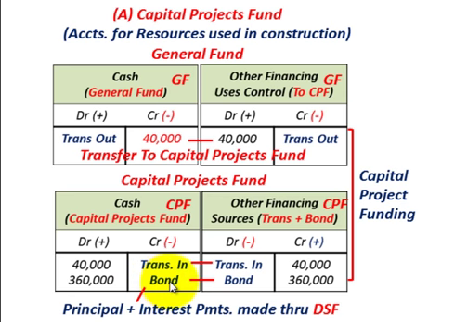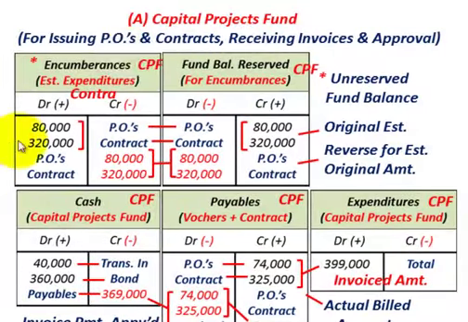And then for this bond here, the principal and the interest payments are going to be made through the debt service fund, and we'll look at that at the end here. Okay, so we've taken care of our capital project funding here and making our cash transfer from the general fund to our capital projects fund, and also the issuing of that bond here. Okay, so next let's go up here.